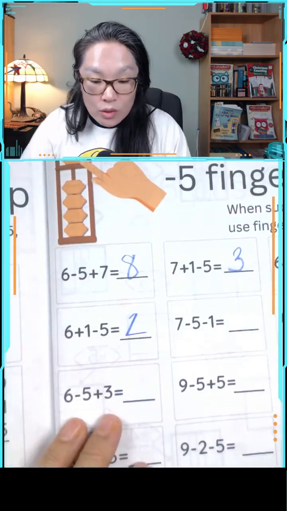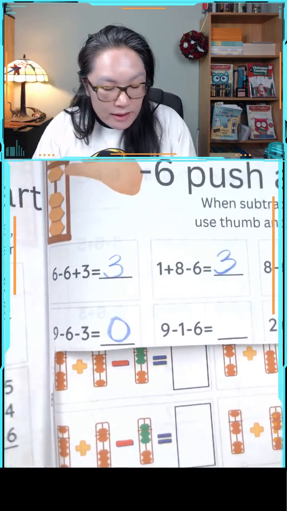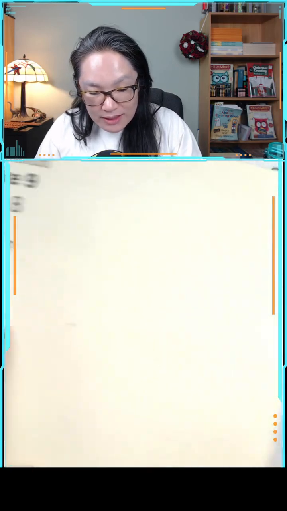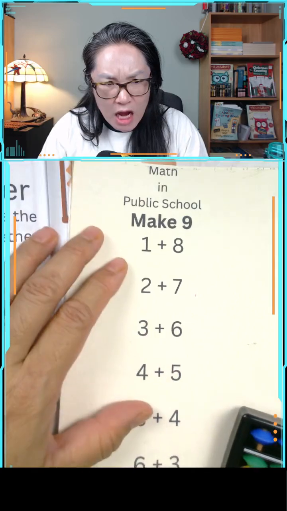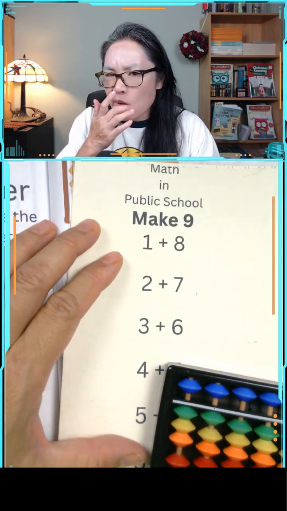All right, so we're done with this, right? And that's the other thing is mainstream math says, well, you need to memorize how to make a 9. All the kids need to memorize how to make a 9.